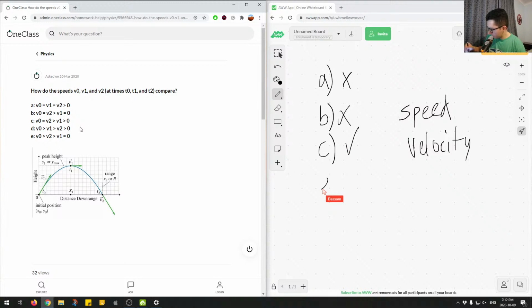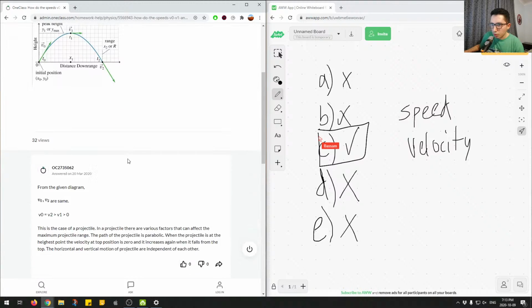Let's double check D. For D, we have v0 is greater than v1 is greater than v2 is greater than 0. We can say that's not true because v0 equals v2. So D is incorrect. And then finally for E, v0 is greater than v2, which is greater than v1. So they rearranged it here, and this doesn't make sense because we know v1 is not equal to 0. So we can cancel B and E right away. Looking at the rest, we know that v0 is equal to v2, and so we have C as the correct answer.